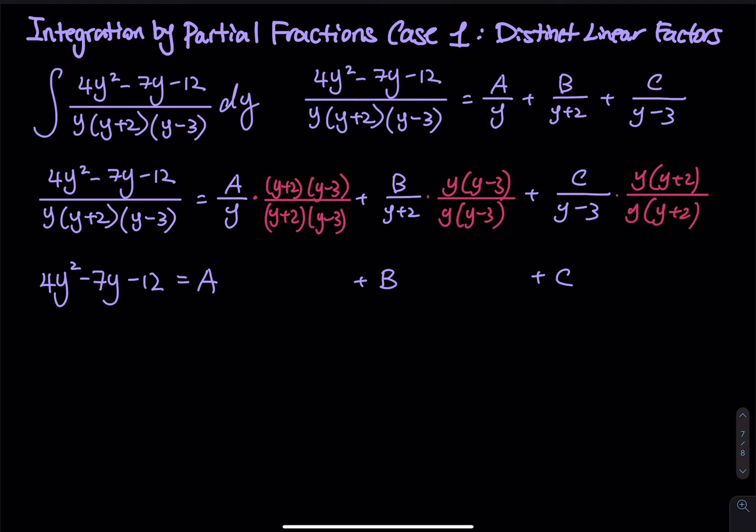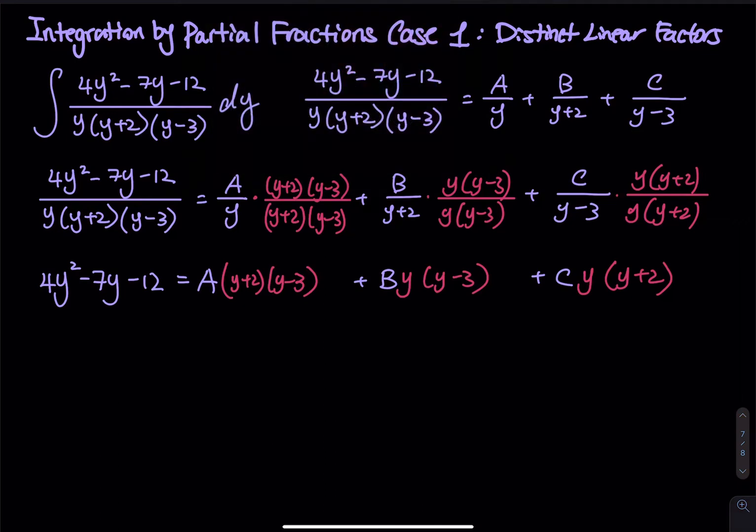And then the next line, you want to multiply the factors. So this one we have A times y plus 2 and y minus 3, B times y and y minus 3, and then C times y and y plus 2. And then we are going to fully expand this, but this line is very important. So why don't you just write this down, because I am going to need this line again.